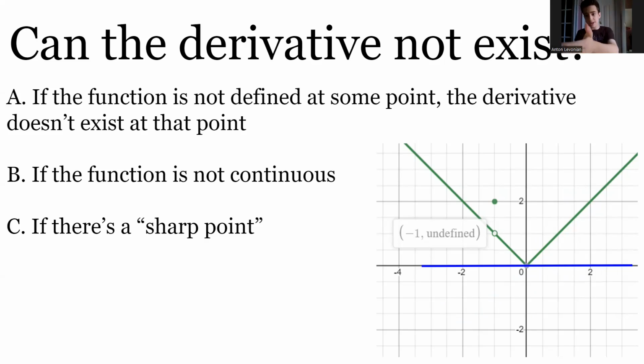And this isn't the only case. Whenever we have a sharp point in math, so a point where the function suddenly changes, it doesn't slowly, gradually change into the next branch. It changes at an angle. In that case, the derivative is also undefined.